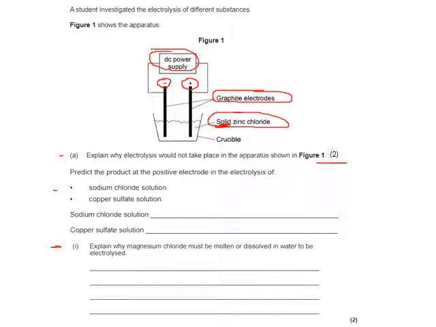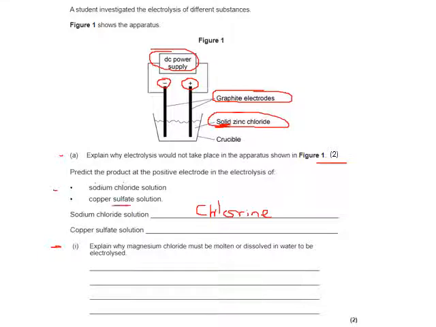Or if you said the zinc chloride needs to be molten so that ions are free to move, it's the same way around. Predict the product at the positive electrode in electrolysis of sodium chloride. So which is going to go to the positive? So in sodium chloride, that one will be chlorine. I'll try and write it out as neat as I can, but my writing's the worst. Chlorine. Next one, copper sulfate.